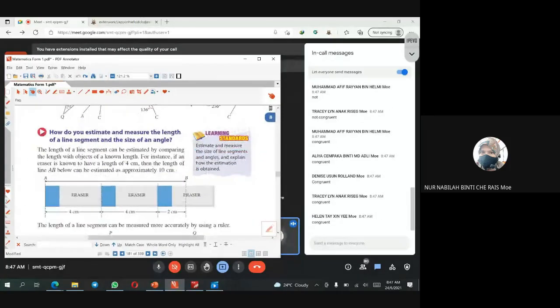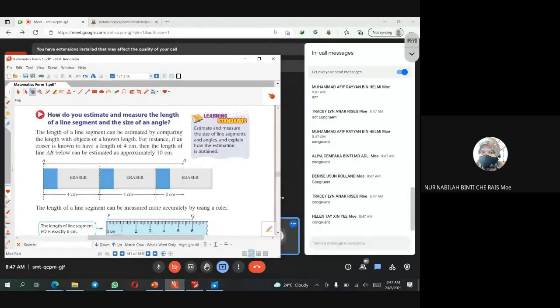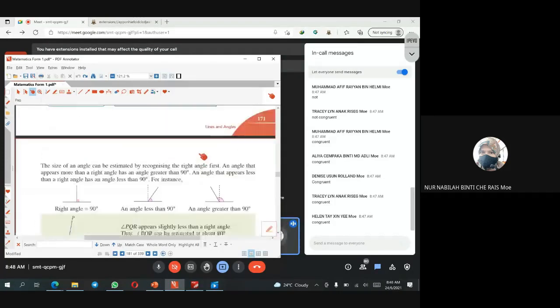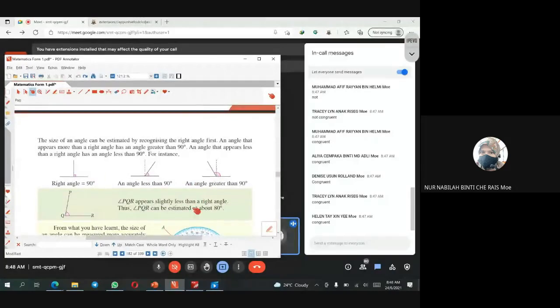Okay, now this is how you estimate and measure the length of a line segment and the size of an angle. Let's say your eraser is 4 cm. Then how do you estimate? Say you have the length AB here. You put your eraser like this, so you can estimate. That is for estimation only. For the actual length, you use a ruler. That one is not very important; we will learn it later.